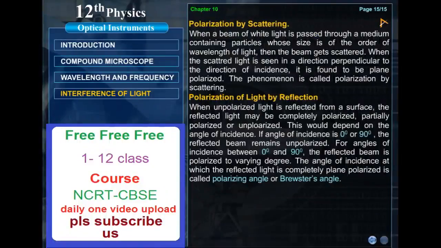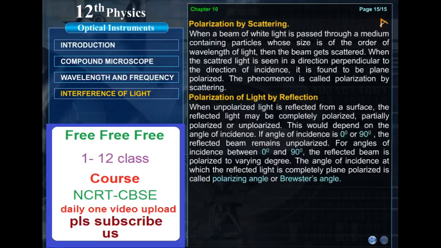When a beam of white light is passed through a medium containing particles whose size is of the order of the wavelength of light, then the beam gets scattered. When the scattered light is seen in a direction perpendicular to the direction of incidence, it is found to be plane polarized. The phenomenon is called polarization by scattering.